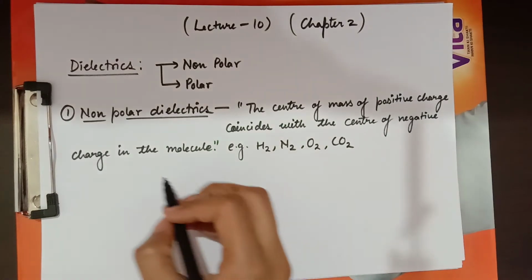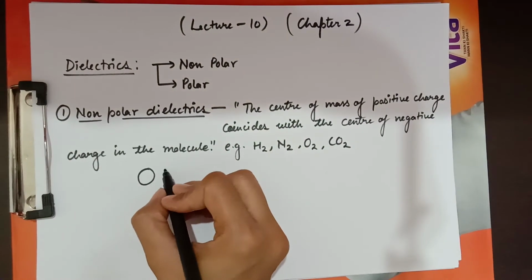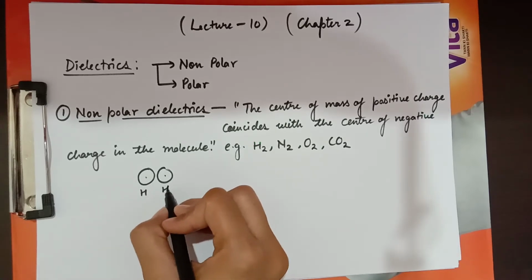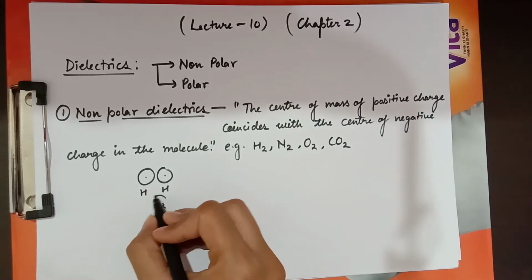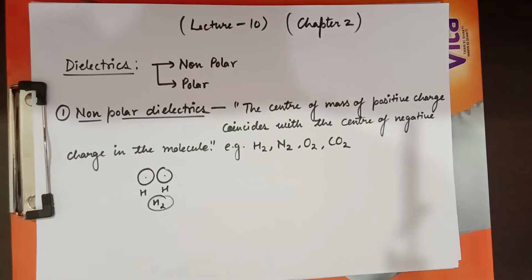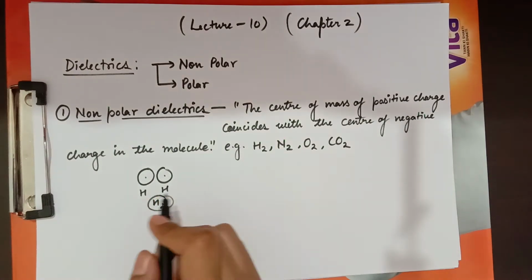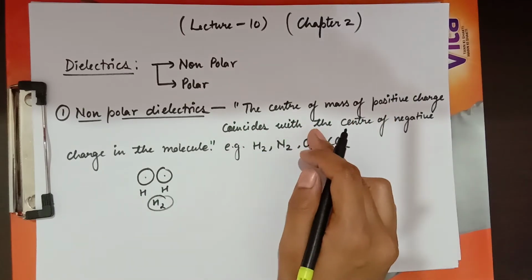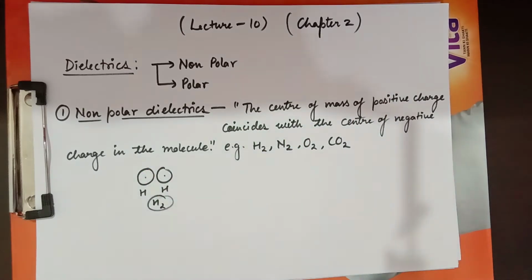For example, H2. One atom of H, another atom of H, it makes your H2. So here in the H2 molecule, the center of mass of positive charge coincides with the center of mass of negative charge in normal conditions. By normal conditions we mean there is no external electric field.